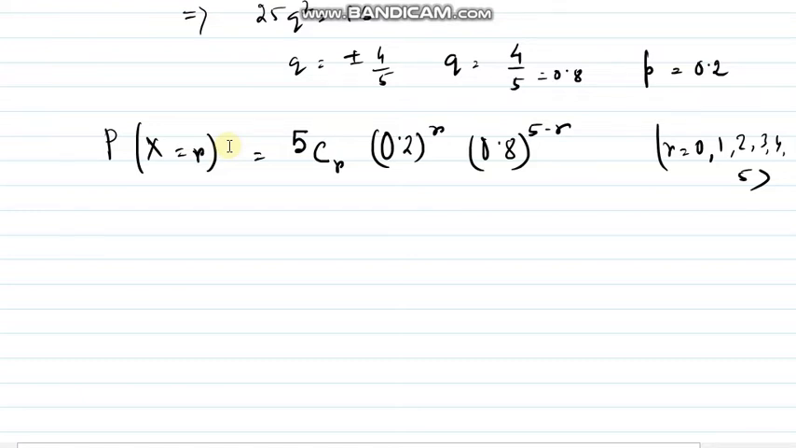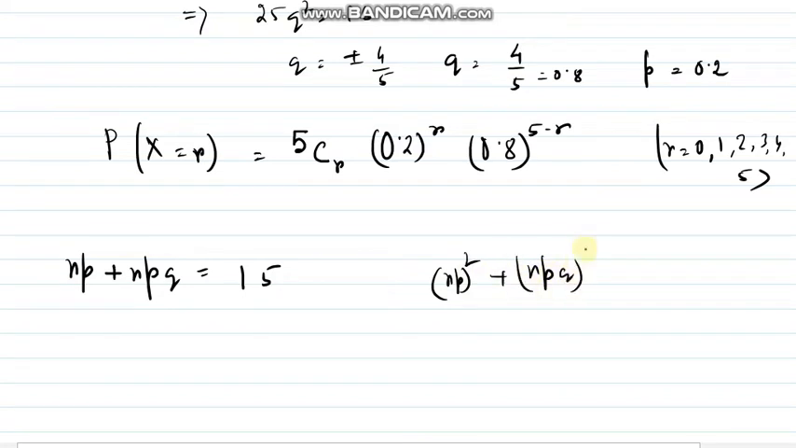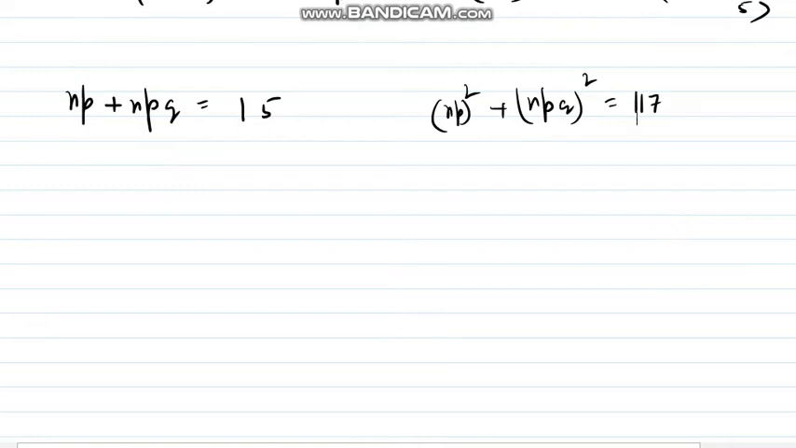The sum of mean and variance of a distribution is equal to 15. The sum of their squares is 117. So this whole square plus this whole square is equal to 117. Now check what I am going to do in the next line. I am going to square them and divide them.